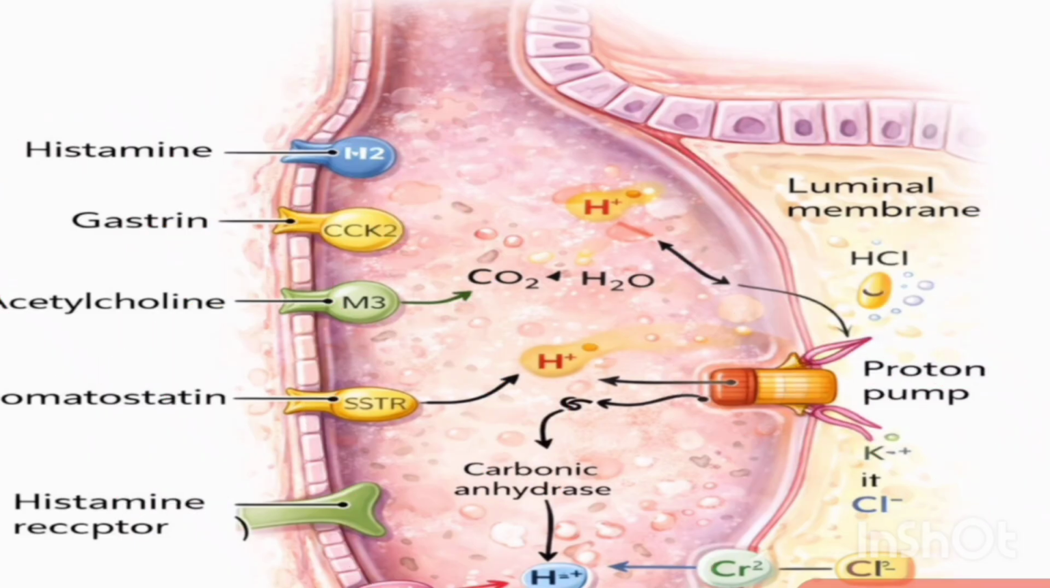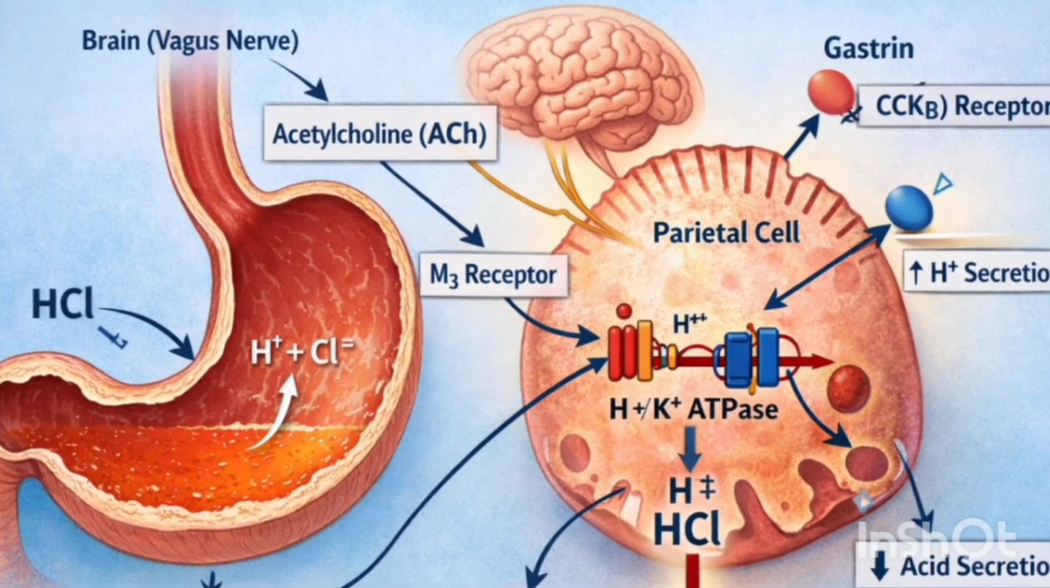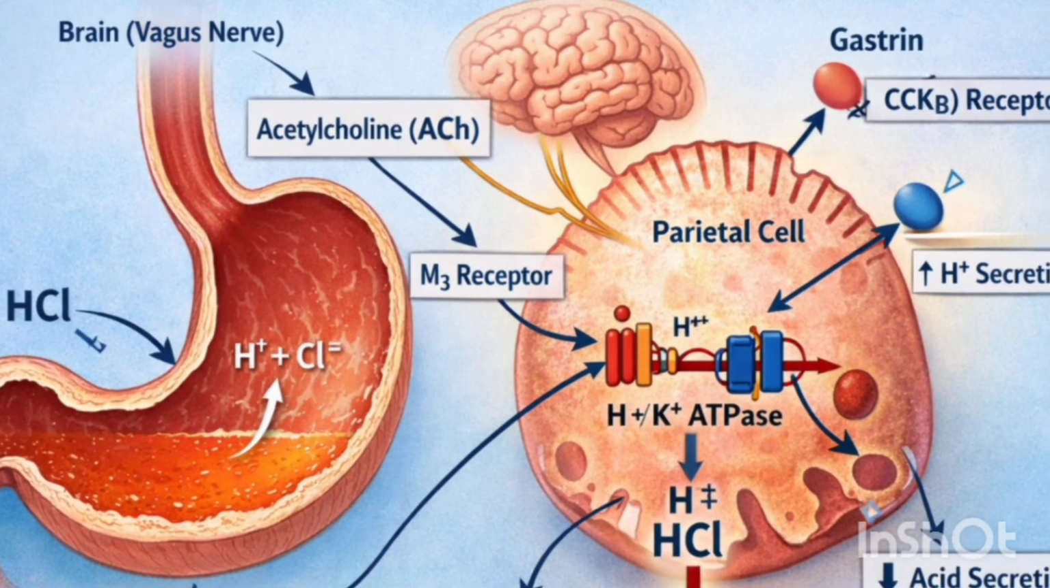Okay, so here coming to the HCl production, which includes three phases, right? So one is the cephalic phase, the second one is the gastric phase, and the third one is the intestinal phase. Okay, so here the cephalic phase begins when we see any food, or when we think of food, or when we smell food, or when we taste food. Okay, all these will trigger the HCl production.